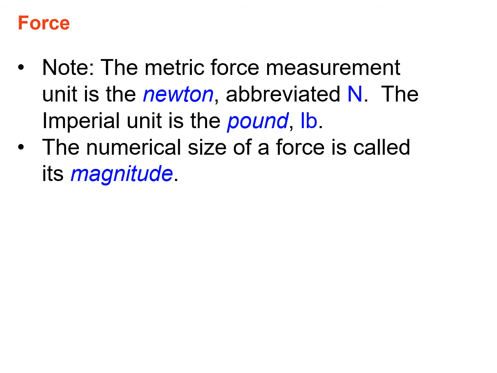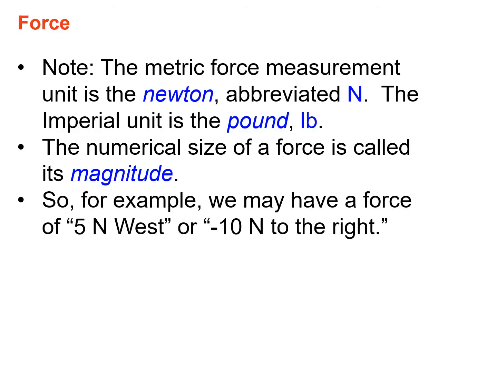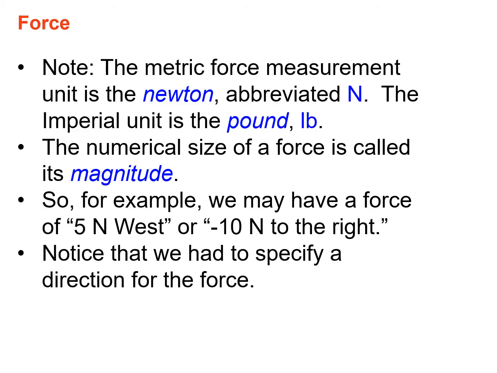Whenever you see a force, you will see a number. That number is called its magnitude. So for example, we may have a force of 5 newtons to the west or minus 10 newtons to the right. Notice that we had to specify a direction for the force.